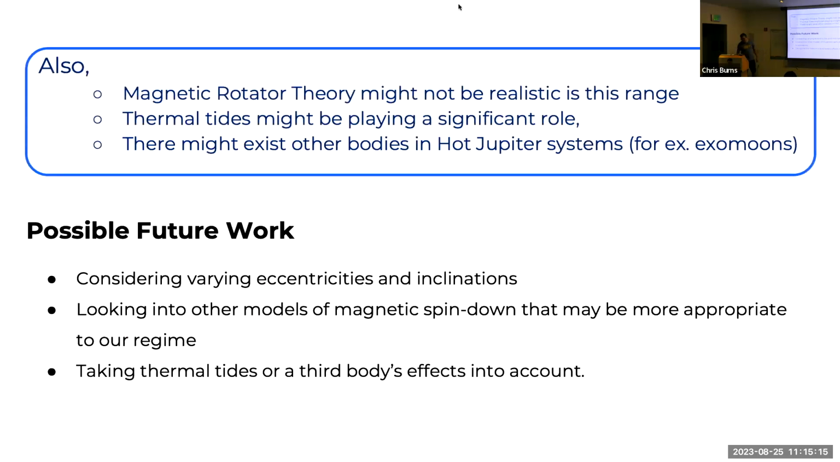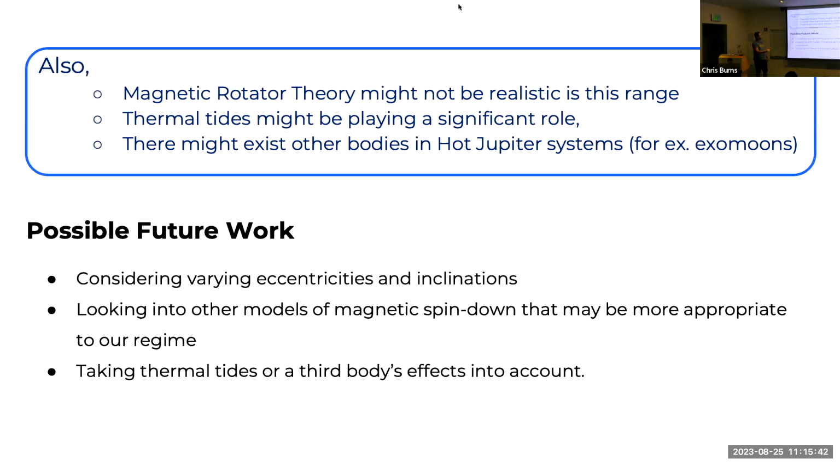But I talked about the magnetic rotator theory before in the previous slides. It just might be that it's not really realistic in this range, and we need to find other theories to apply to this range. There are also thermal tides, similar to the gravitational tides, that we do not include in this research, but they might be playing a significant role.